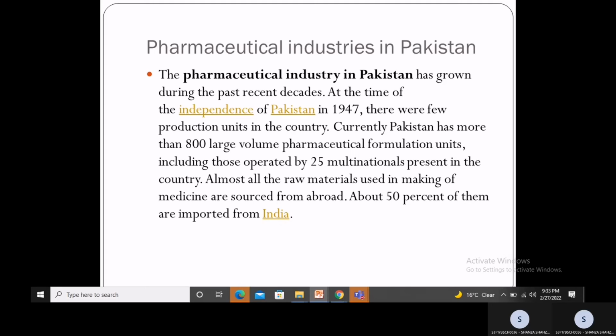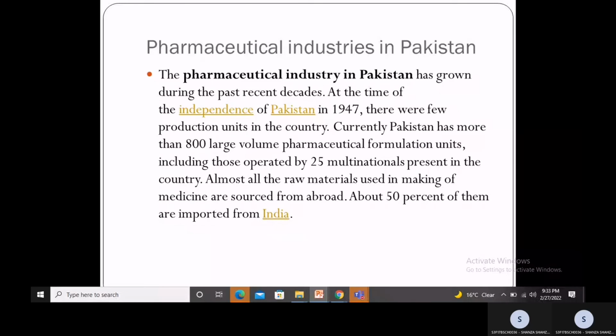Almost all the raw material used in making of medicines is sourced from abroad. Means the raw material of medicines is also imported from abroad. About 50% of it is imported from India. So now we can import raw material from India.